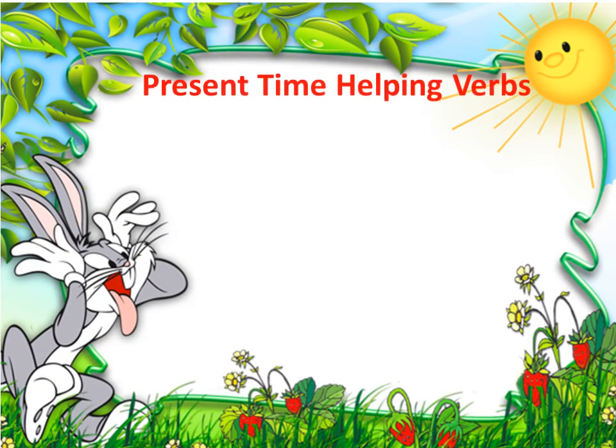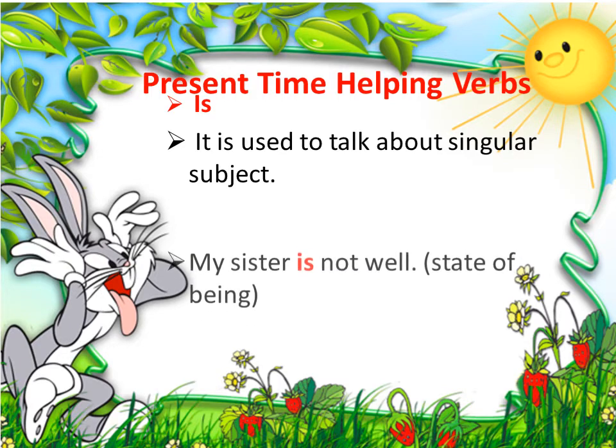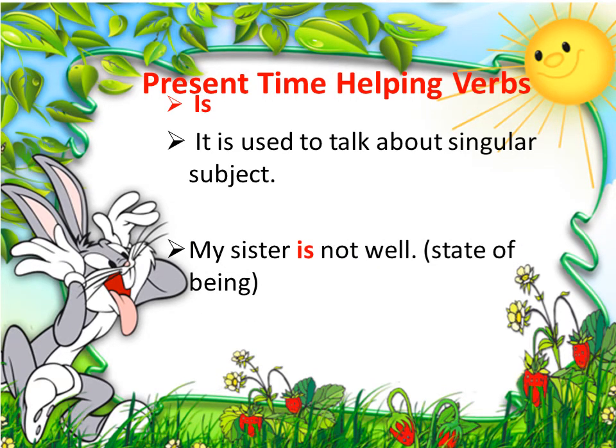Helping verbs that are used in present time, like is. It is used to talk about a singular subject. My sister is not well. So here I want to tell the state, the condition of my sister. जब भी हमारे पास एक सिंगुलर सब्जेक्ट है और उसकी हम प्रेजेंट सिचुएशन, प्रेजेंट कंडीशन बताना चाहते हैं, so we will use is as a helping verb.